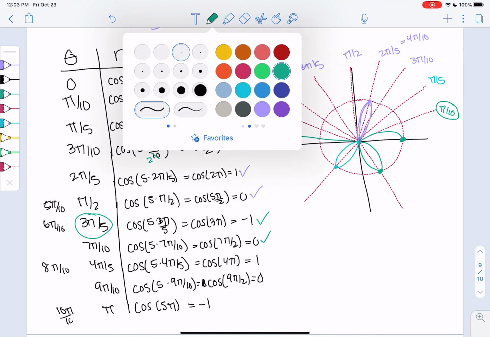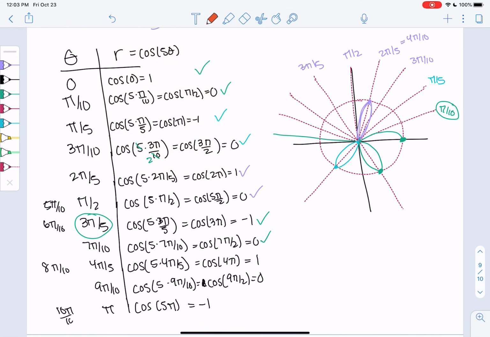All right, and then the next one, let's see. We're going to go to 4 pi over 5. So this was 7 pi over 10, 4 pi over 5. And we're going to go out to 1. So it's going to go out to 1. And then it's going to come back before 9 pi over 10, which is right here. I don't know where that line came from. I must have changed it on accident.